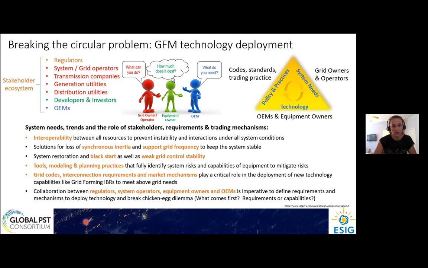And so as a system operator in a system with high shares of inverter-based resources, we need to be looking for interoperability between all resources to prevent instability in interactions in all system conditions. We need solutions for loss of synchronous inertia and frequency support to keep the system stable, system restoration and black start, and support during weak grid conditions. Additionally, there is a need for tools and models and planning practices that would allow us to fully identify risks and capabilities of equipment to mitigate those risks.